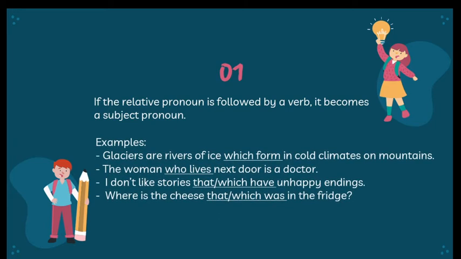Here we have some examples. Glaciers are rivers of ice which form in cold climates on mountains. Here you can see that the relative pronoun is followed by a verb. The next example: the woman who lives next door is a doctor. The relative pronoun who is followed by the verb lives.